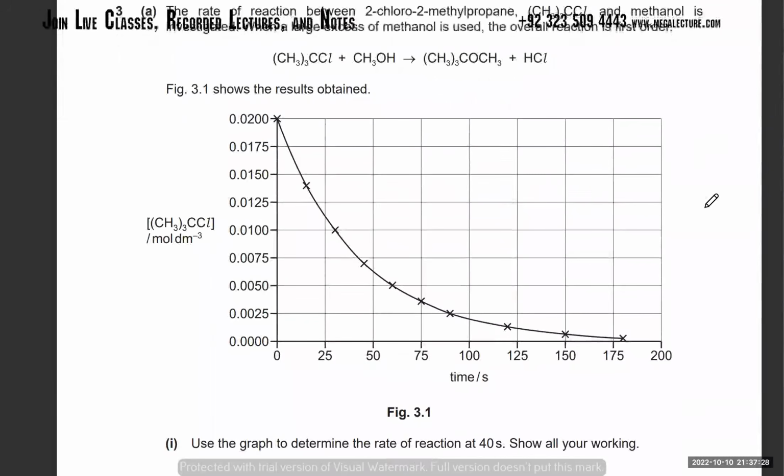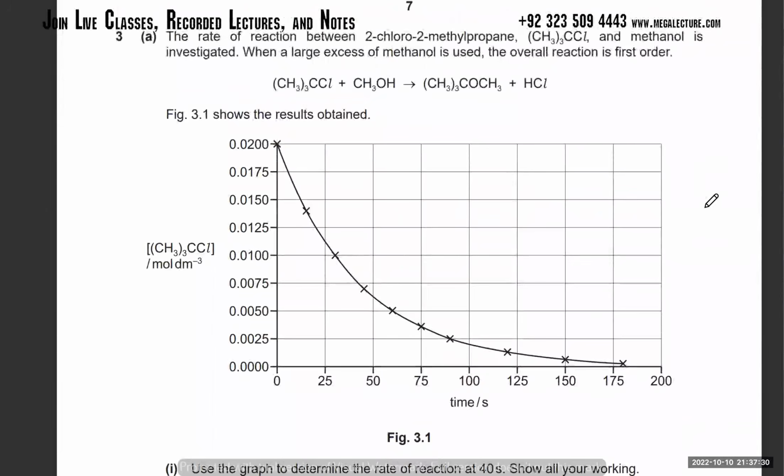The next one is about rate of reaction. They plotted the concentration of one of your reactants, the halogenoalkane. I mean, there are two reactants, right? So one reactant's concentration with respect to time is plotted. So what can you figure out using the half-life method?